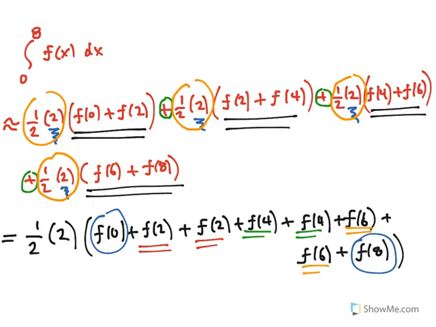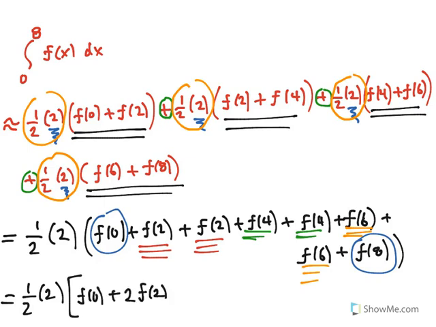So that is the explanation for why you have f of 2 twice here, and f of 4 twice here, and f of 6 twice here, but f of 0 once, and f of 8 only once. So if you wanted to simplify this, you could write 1/2 times [2 times f of 0 plus 2 times f of 2 plus 2 times f of 4 plus 2 times f of 6 plus f of 8].